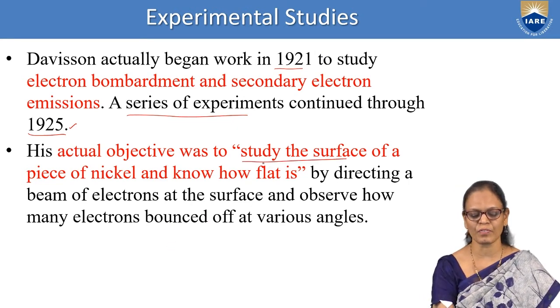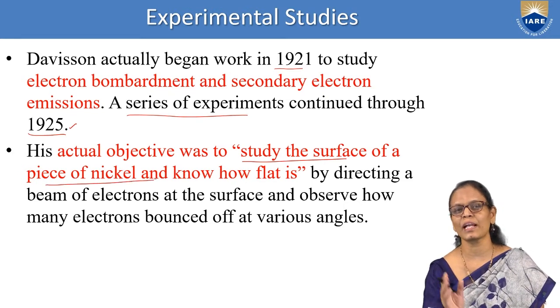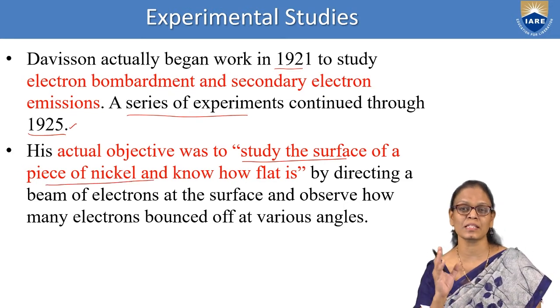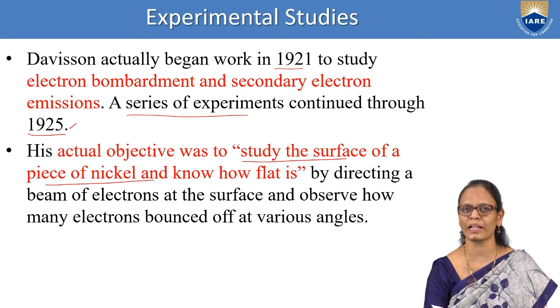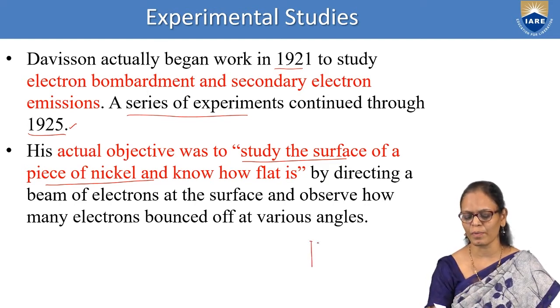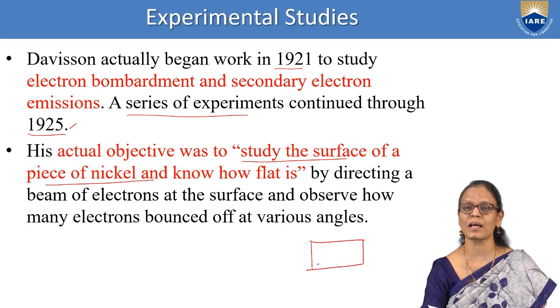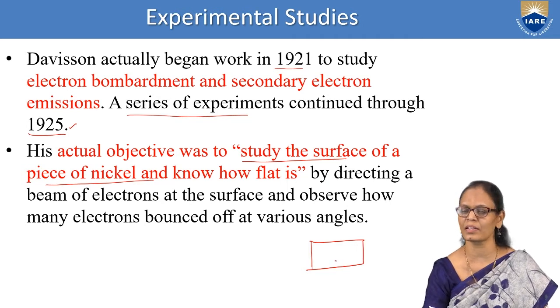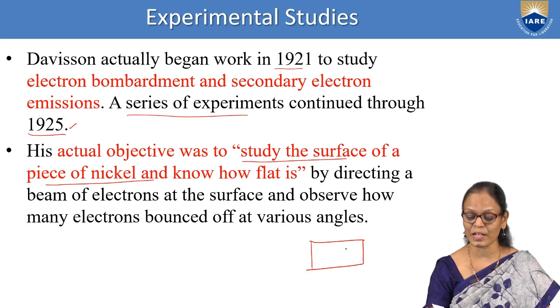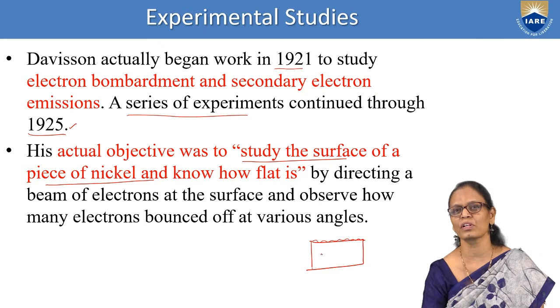So, actually, when he was doing the experiment in 1921, the actual objective was to study the surface of a piece of nickel. He had taken a crystalline solid of nickel, and he wanted to know how smooth the surface is. Whenever we are talking about a crystal, at that time the facts were not established regarding the crystal planes or the lattice planes, how the atoms are arranged and all that. At that time he was trying to find out how smooth the surface of a crystal is.